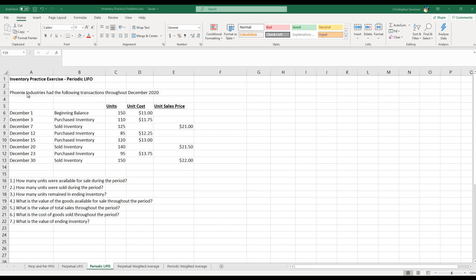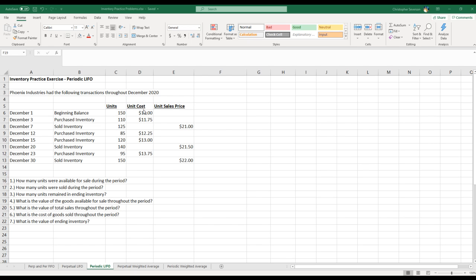Now, the problem itself is going to be the same, except we're just using different methods. So the problem says Phoenix Industries had the following transactions throughout December 2020. So notice it's just 1 month of time. We'll see some pretty drastic cost increases, just really to illustrate the point.